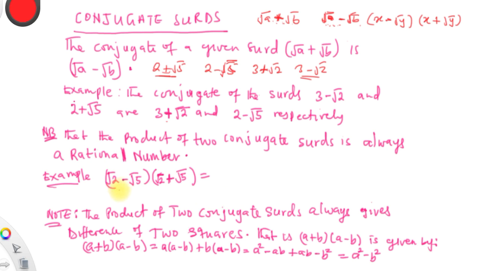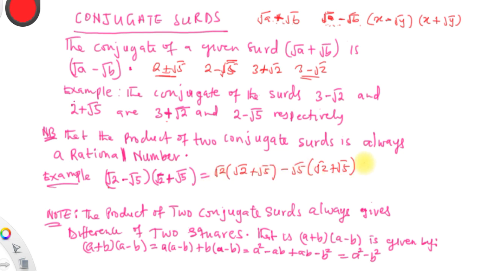Let us look at this example. We have square root of 2 minus square root of 5. The conjugate of this is square root of 2 plus square root of 5. So let us multiply, we are expanding. We multiply square root of 2 by the whole thing, square root of 2 plus square root of 5, and then minus square root of 5, we also multiply by square root of 2 plus square root of 5. So this is what you get. Let us continue. So this is equal to what?